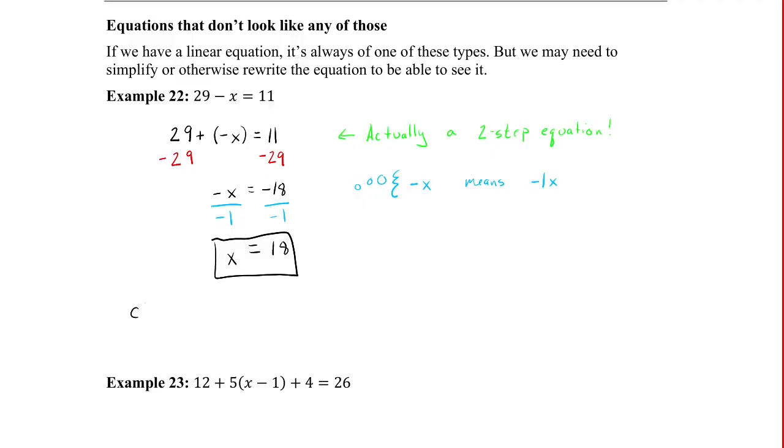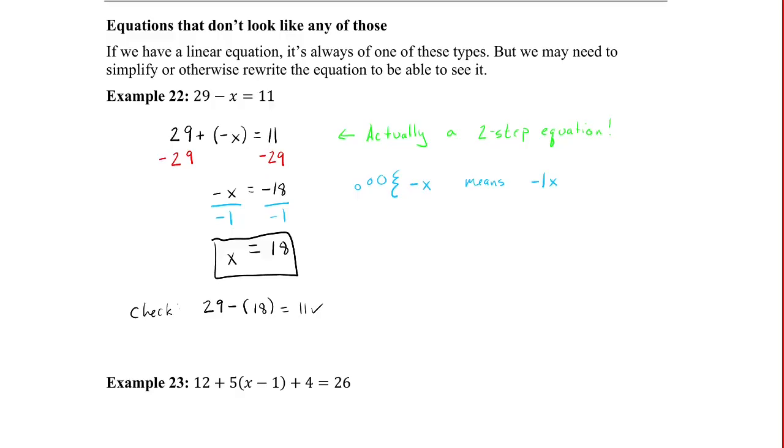And we can check that. If we plug in x equals 18, our equation becomes 29 minus 18, which really is 11. Yes.